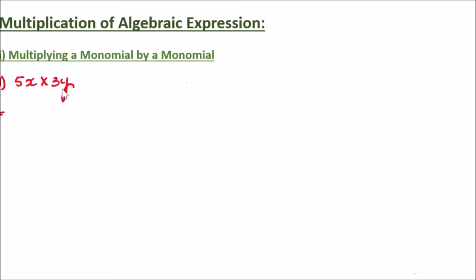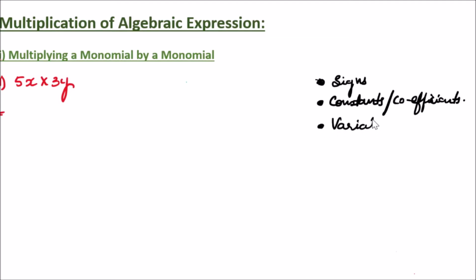Before multiplying 5x into 3y, let me tell you one thing you have to keep in mind every time you multiply. The first point is signs. What sign are both the monomials having here? Plus. The second is constants, or coefficients, of the term. The third point is variables.